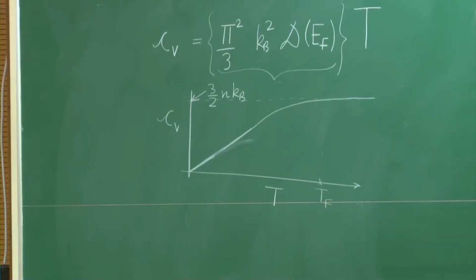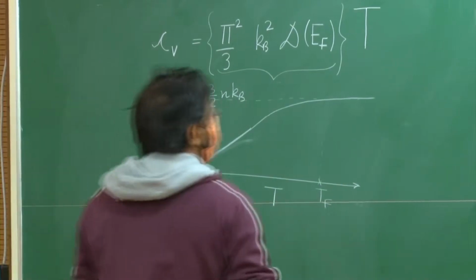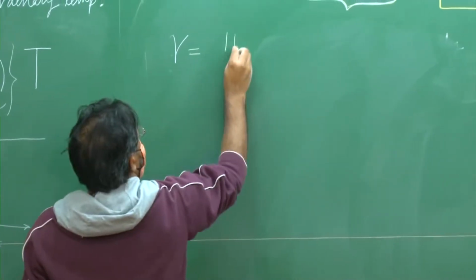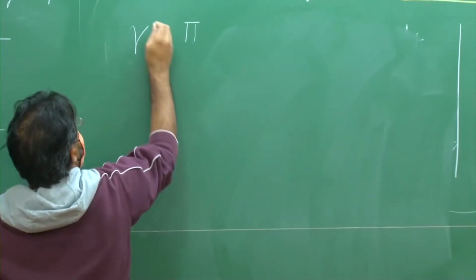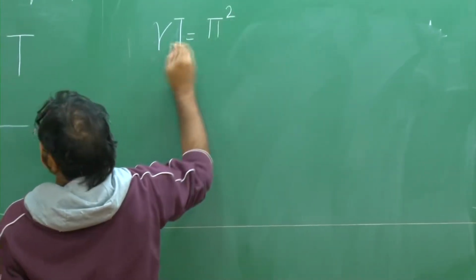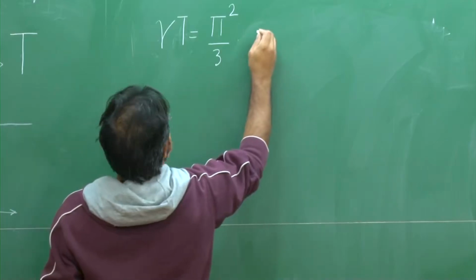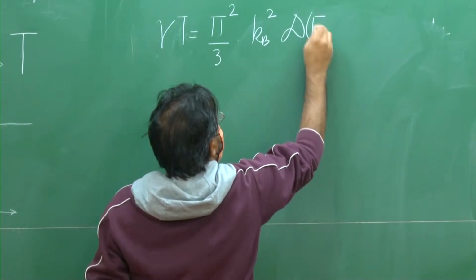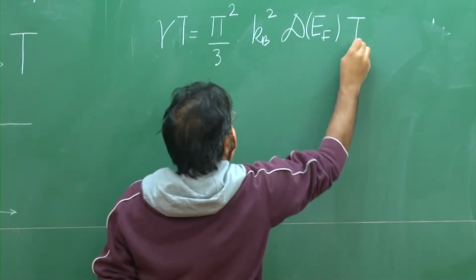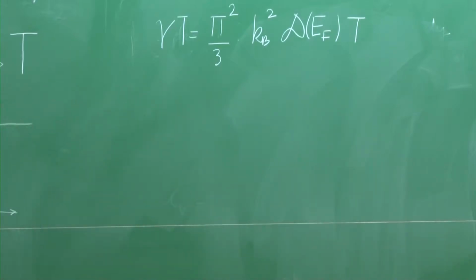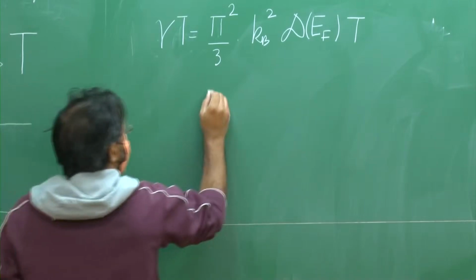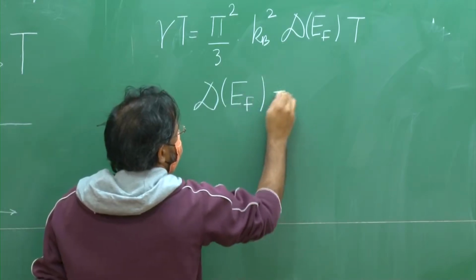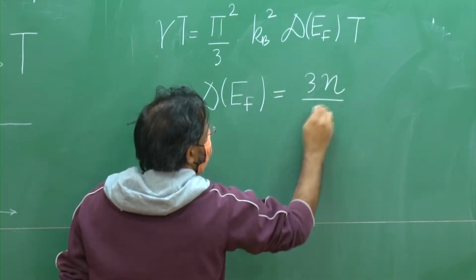Just 2 more minutes. So this coefficient is often called gamma in the literature. So gamma T is equal to pi squared by 3 times kB squared g(EF) times T, right? Now you remember yesterday, in yesterday's lecture, we derived a very important relation that the density of states at the Fermi energy is 3n by 2EF. You remember that?